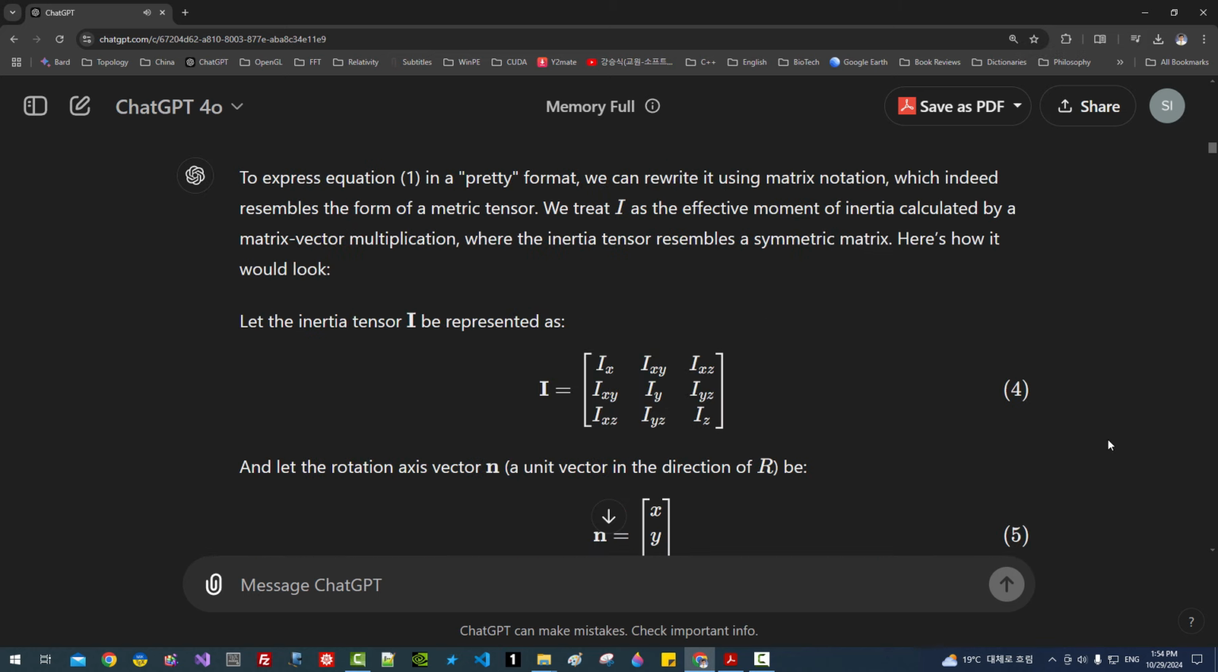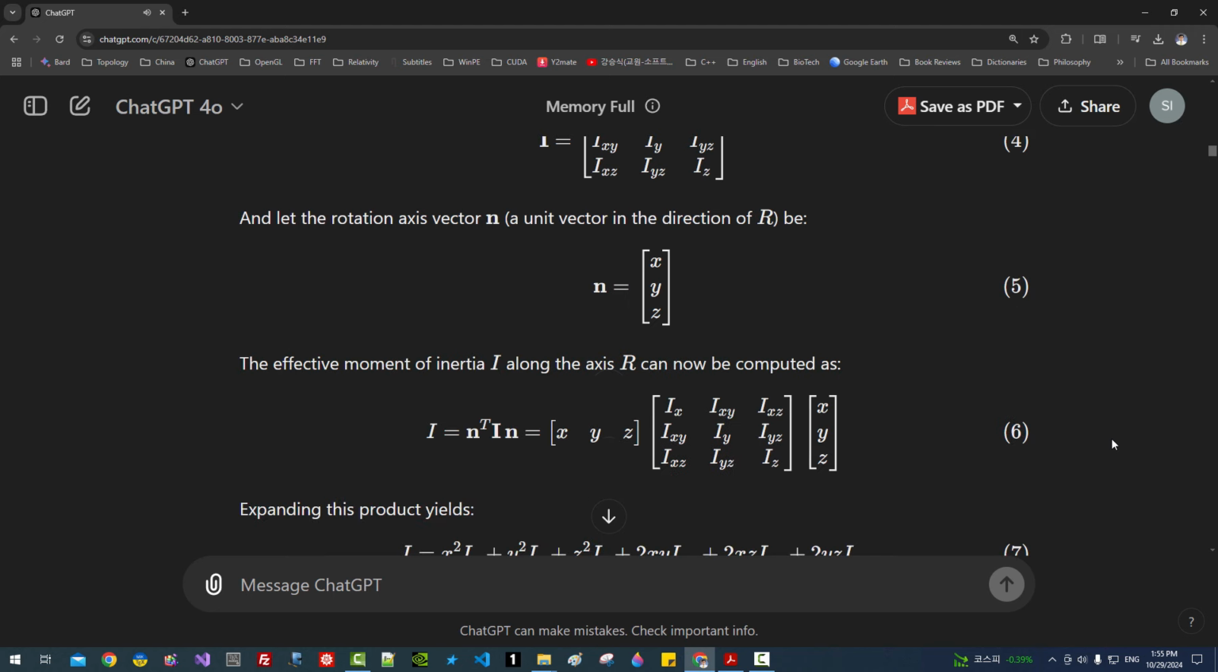To express equation 1 in a pretty format, we can rewrite it using matrix notation, which indeed resembles the form of a metric tensor. We treat I as the effective moment of inertia calculated by a matrix-vector multiplication, where the inertia tensor resembles a symmetric matrix. Here's how it would look. Let the inertia tensor I be represented as a matrix with rows (Ix, Ixy, Ixz), (Ixy, Iy, Iyz), and (Ixz, Iyz, Iz).